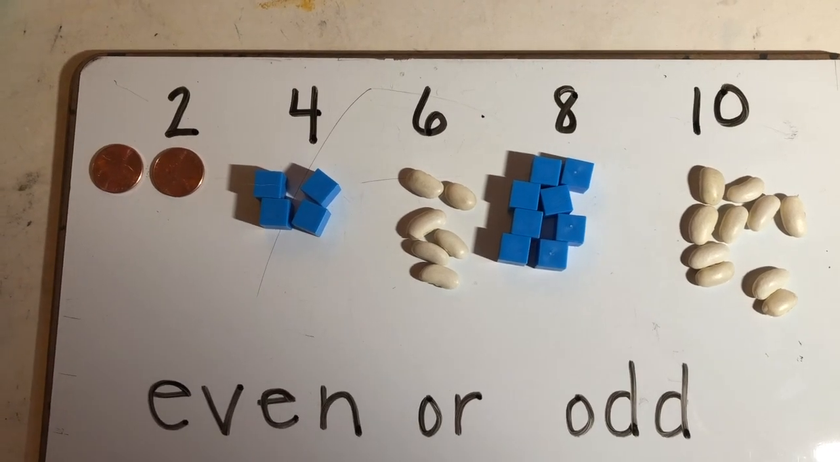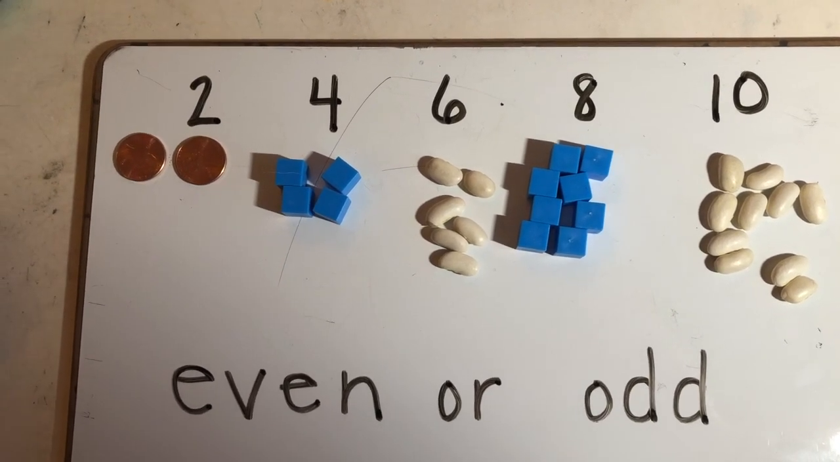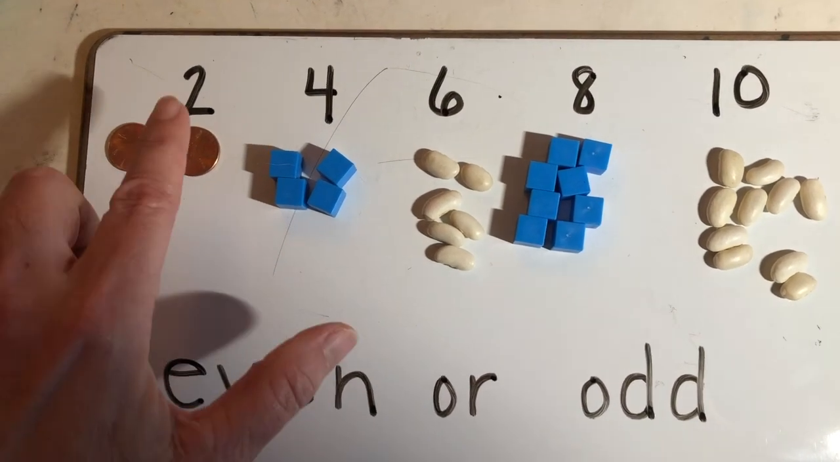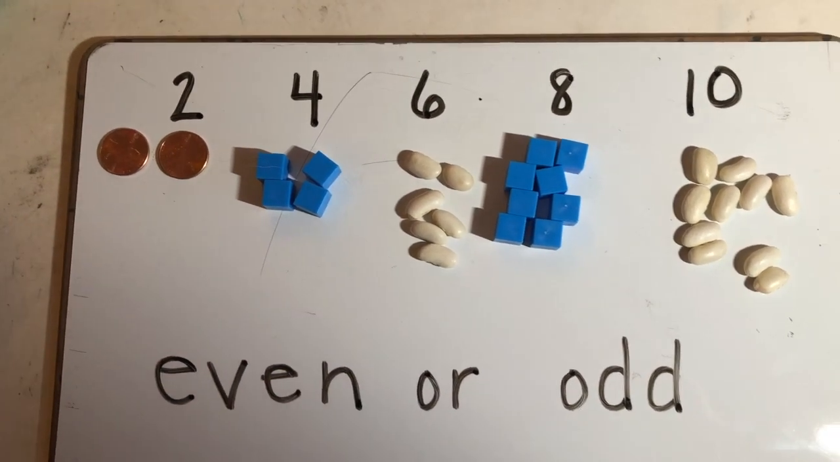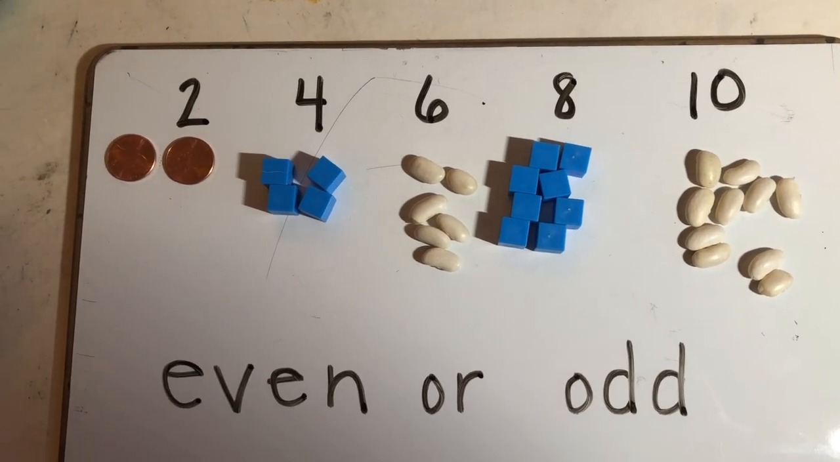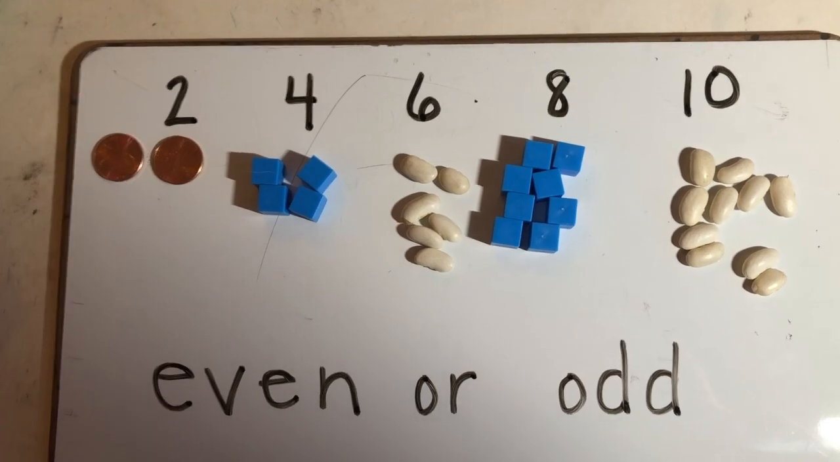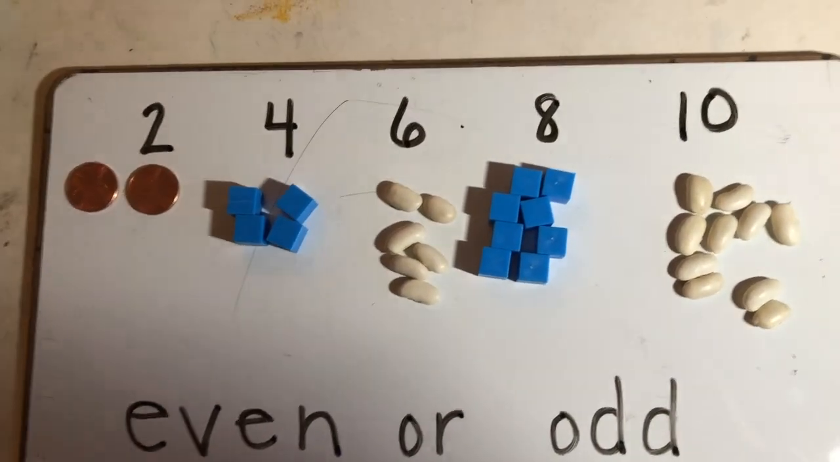And the way we can tell if a number is even is if we make a little group of that number of things, we should be able to put an even number of objects into two fair or equal groups. So I'll show you what I mean.